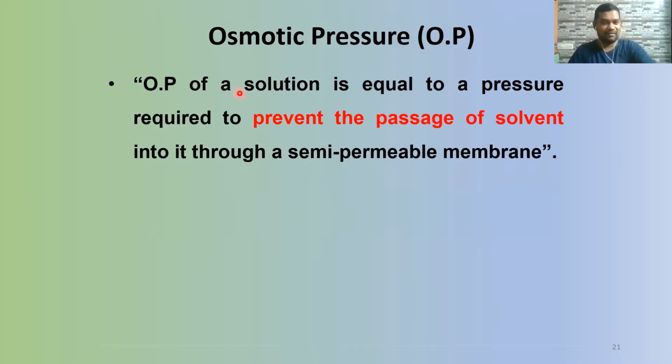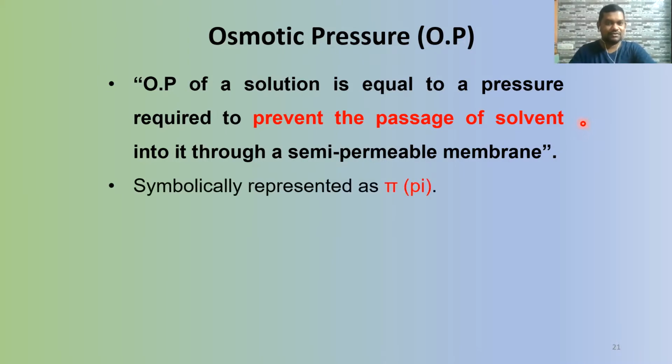So osmotic pressure of a solution is equal to the pressure required to prevent the passage of a solvent into it through a semi-permeable membrane. So osmosis को prevent करने के लिए. Getting it? Okay. And इसको symbolically represent करते हैं with the symbol called pi, a Greek letter, you know that. Pi.